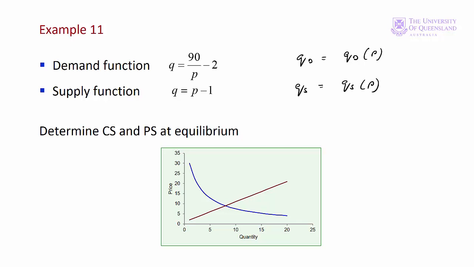If we plot those, we'll see we would have price on the horizontal axis and quantity on the vertical axis. However, when we determine consumer surplus and producer surplus, we use the Marshallian supply and demand diagram. In that case, quantity is on the horizontal axis and price is on the vertical axis. In other words, what we need to find first are the inverse demand function and the inverse supply function.